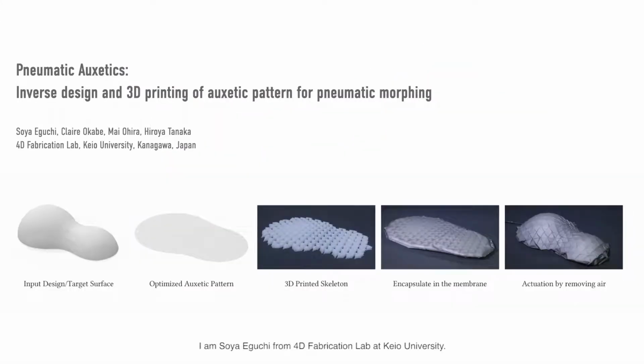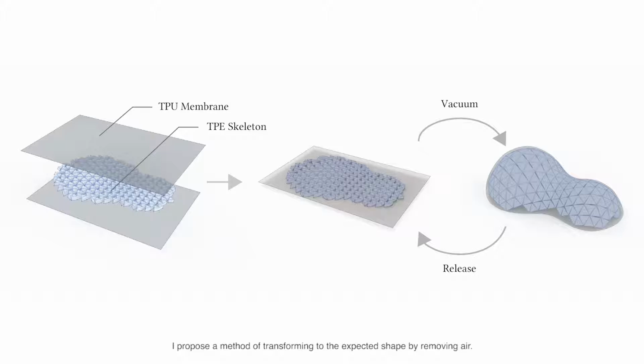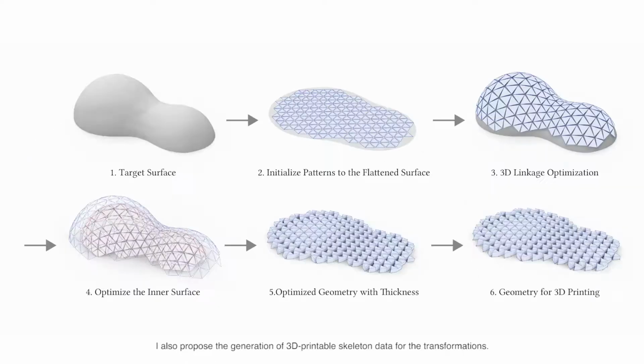I am Soya Eguchi from 4D Fabrication Lab at Keio University. I will talk about pneumatic auxetics, inverse design and 3D printing of auxetic pattern for pneumatic morphing. I propose a method of transforming to the expected shape by removing air. I also propose the generation of 3D printable skeleton data for the transformations.